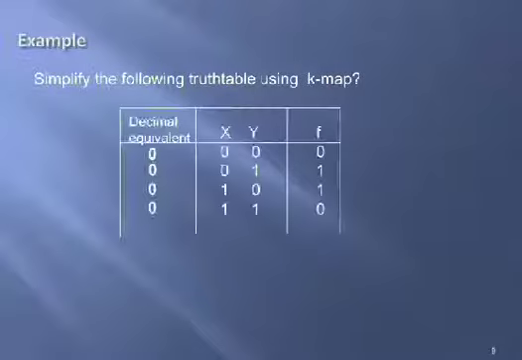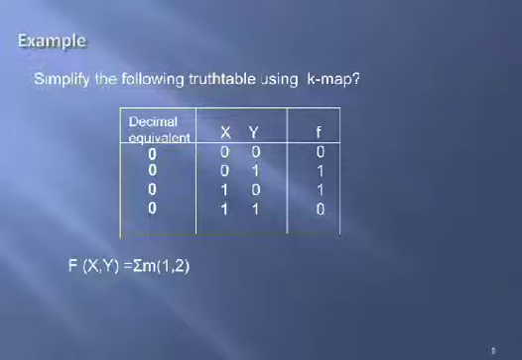Next we will see another example. Simplify the following truth table using K-map. For the two input variables x y, you will be defining the function like this: 0 1 1 0. I think you have also seen this truth table. This is the truth table of one of the logic gates, that is the XOR gate, that we are implementing with the help of K-map now.